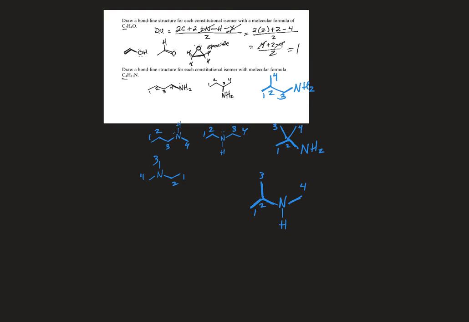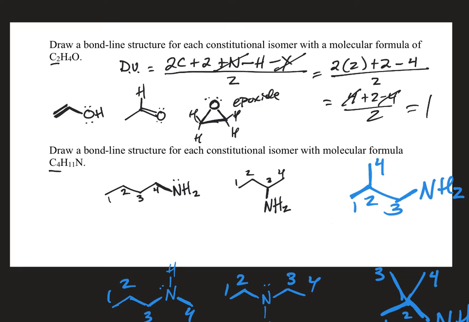All right, so here we have the 8 constitutional isomers with the chemical formula C4H11N. There's no way to calculate the number that there will be. You just kind of got to draw them out.